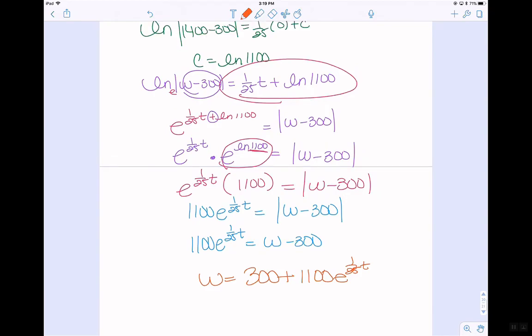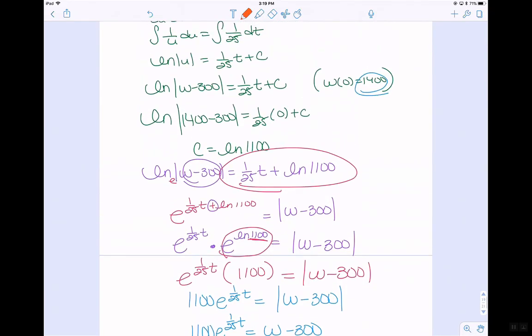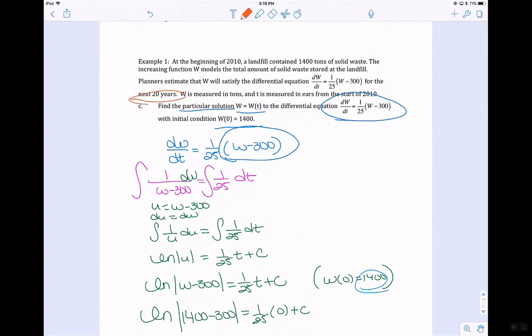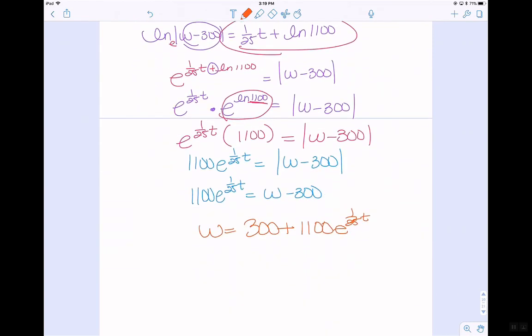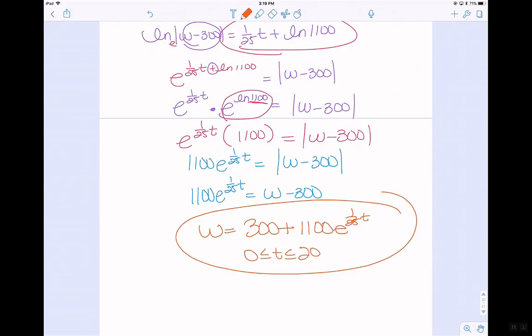Okay, and let's be clear, they said that this would satisfy for the next 20 years. So technically, the domain of this function is 0 is less than or equal to t, which is less than or equal to 20. Okay. I don't think you would get marked off for not stating the domain, only because it didn't actually ask you for the domain. But if you can remember to put the domain of the function there, it would probably go a long way to making sure you don't lose any points. Okay? All right, and that is it for this lesson.